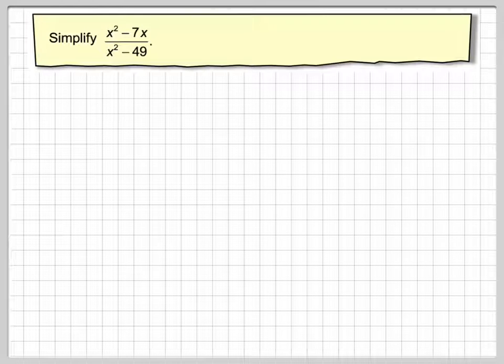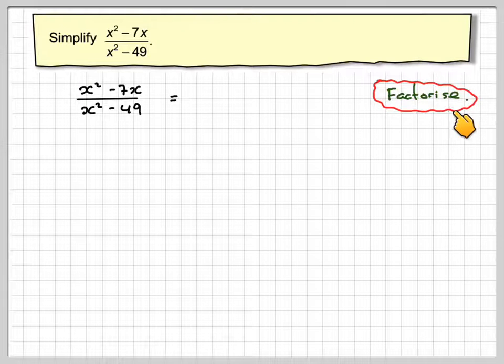Right, in this video we're going to simplify a fraction where both the numerator and denominator are quadratics. So simplify x squared minus 7x over x squared minus 49. So we've got x squared minus 7x over x squared minus 49. The main technique here is that we're going to factorize.